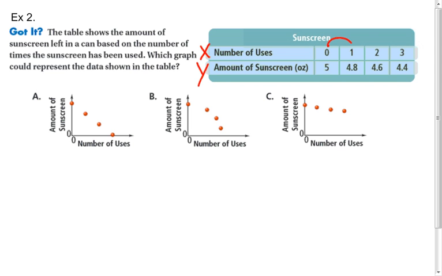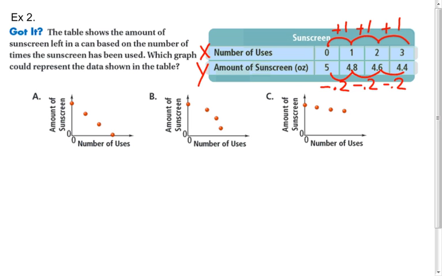So from 0 to 1, plus 1. 1 to 2, plus 1. 2 to 3, plus 1. So it went up 1 each time. Now let's look at my y variable. From 5 to 4.8, I went down 0.2. 4.8 to 4.6 did the same thing. 4.6 to 4.4 did the same thing as well. Okay? It's important that you notice here that the x value always does the same thing, and the y value always does the same thing.